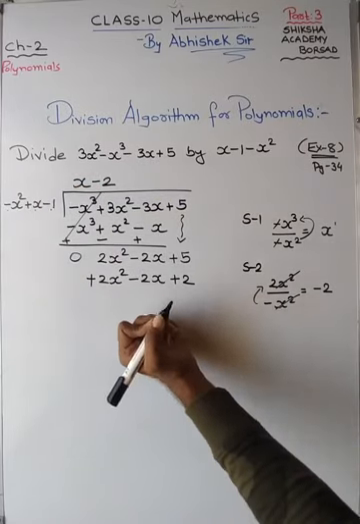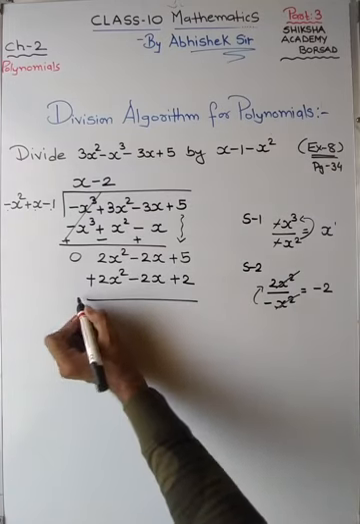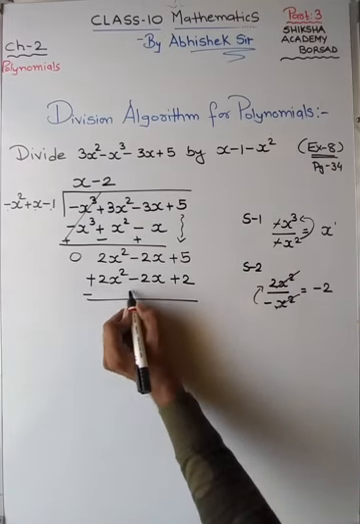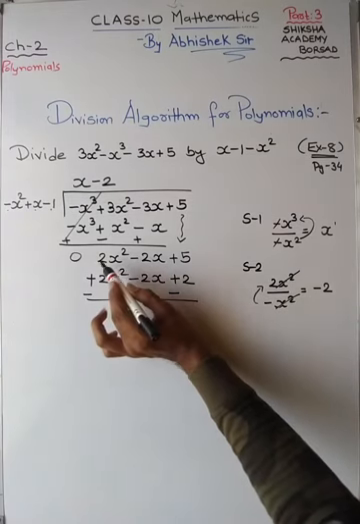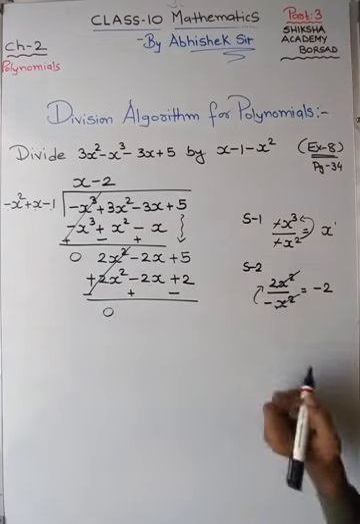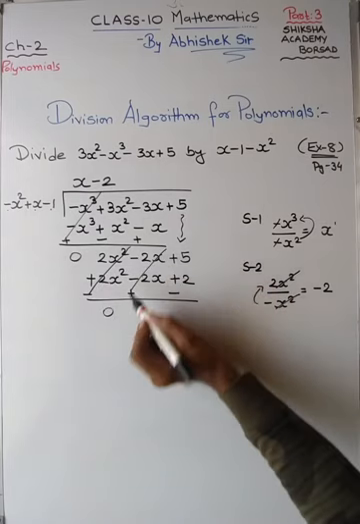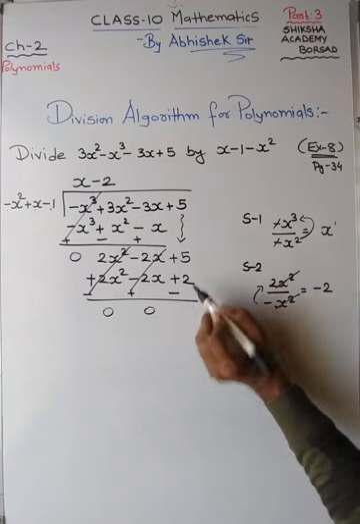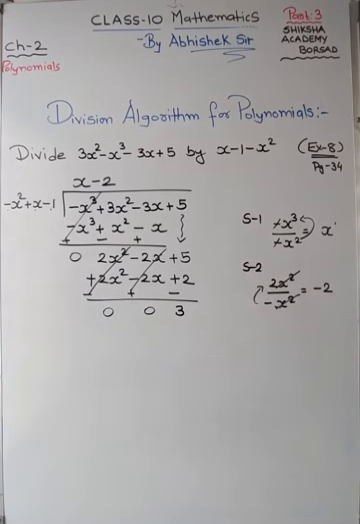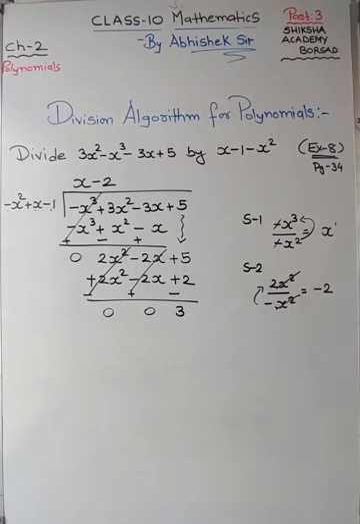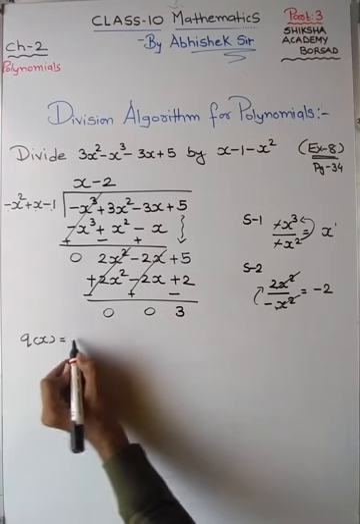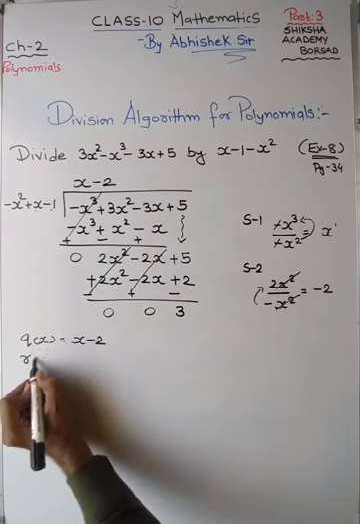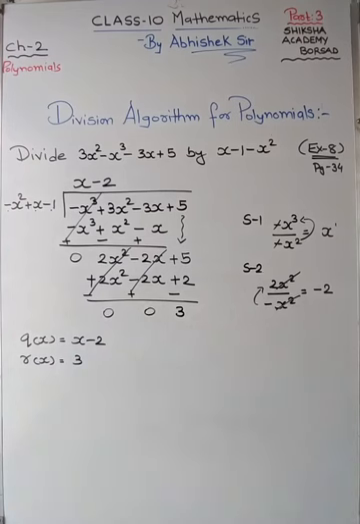Okay, now changing of sign, so it is minus, it is plus, it is minus. This will be cancelled, so here we'll write 0. Minus 2x plus 2x again will be cancelled, we'll write 0. 5 minus 2 is 3, right? So this division is over now. Q of x is x minus 2, R of x is 3, right? So this is the division.